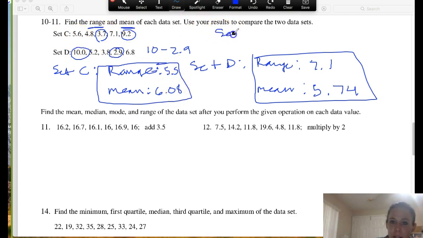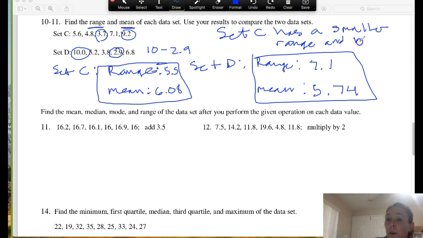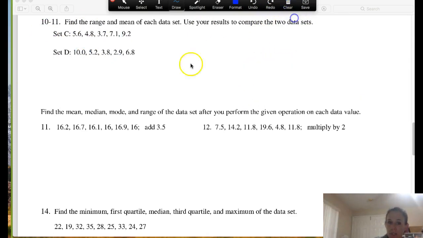So I would just say set C has a smaller range and bigger average than D. All right? And that would tell you something. If that was class quiz scores, that might tell the teacher something about how each class did. Let's go on to number 11.